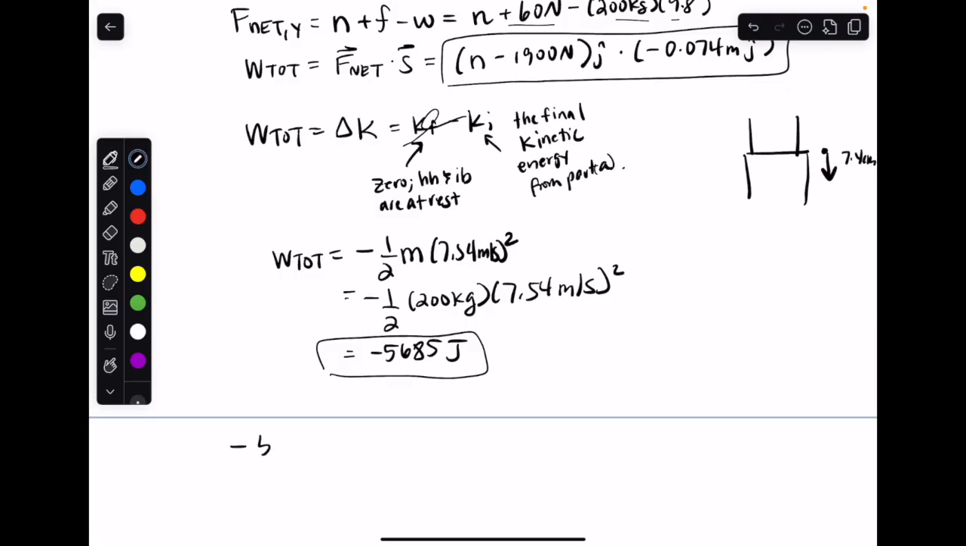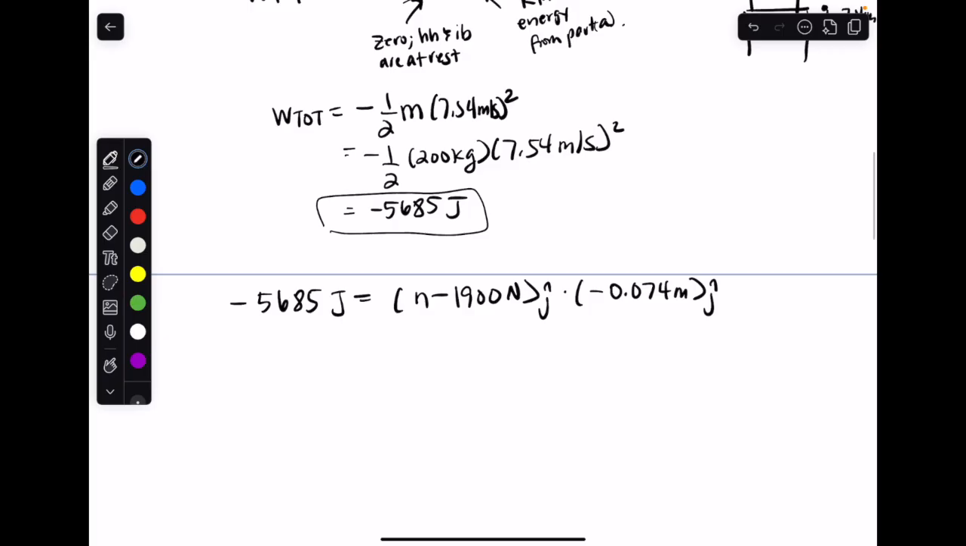So negative 5,685 joules will equal the normal force minus 1900 newtons in the j hat dotted with negative 0.74 meters in the j hat. So now what we can do is the j dot j goes away, right? J dot j is 1. So this is just an algebraic multiplication of two numbers.